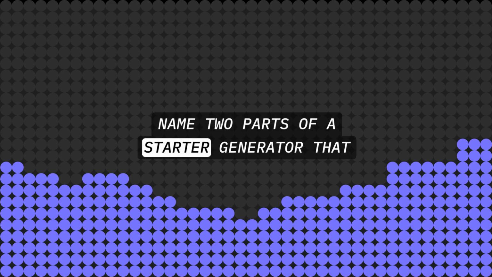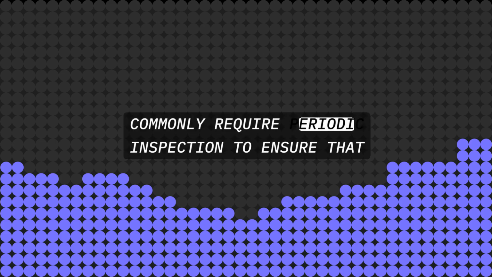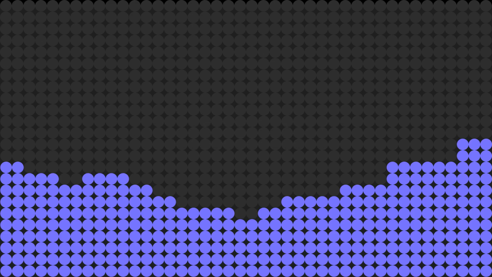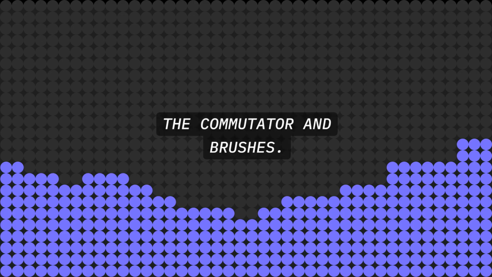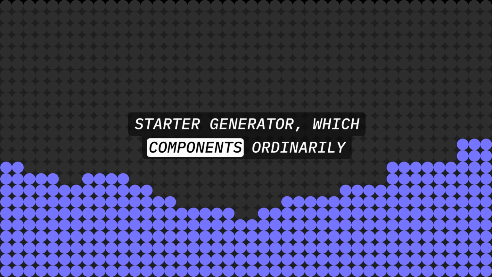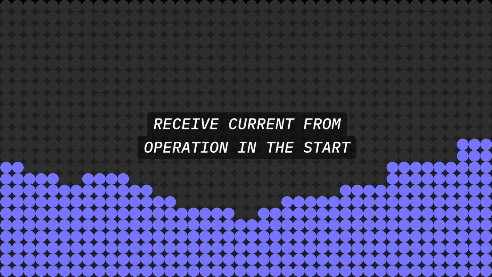Name two parts of a starter generator that commonly require periodic inspection to ensure that they do not wear beyond operational limits. The commutator and brushes.